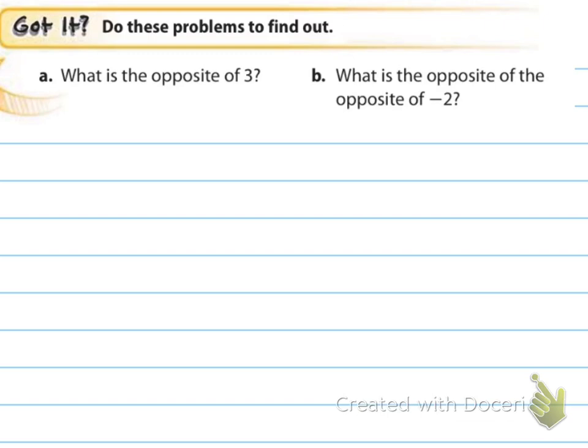All right, go ahead and do A and B on your own. Please pause the video now. You can decide whether or not you want to use the number line or just positives and negatives, okay, the symbols. Go for it.